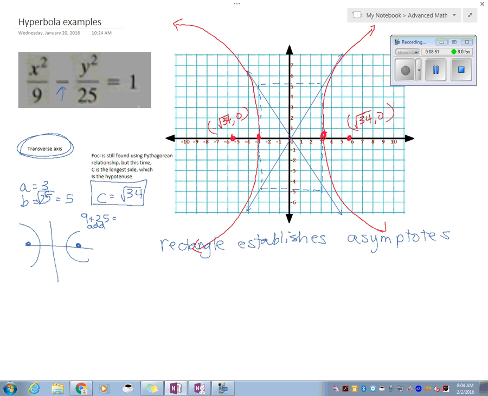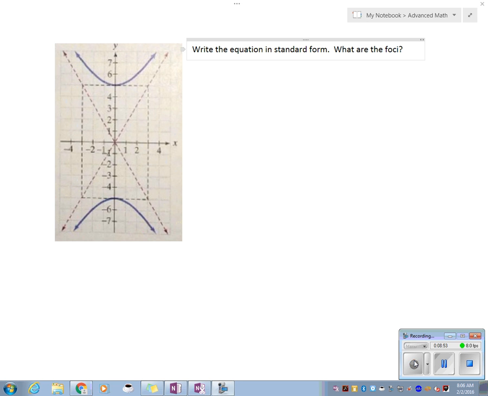If we're going the other way, here is a picture. What is the equation in standard form and what are the foci? So what's the center? Let's start there. Isn't the center 0, 0? Okay, so it's just going to be x squared and y squared. Everybody understands that, right? What is A and what is B?